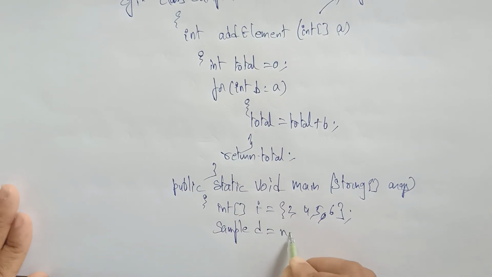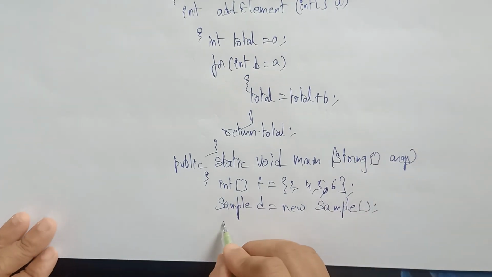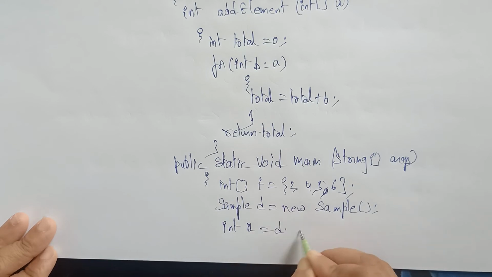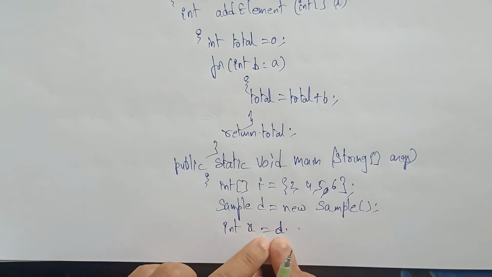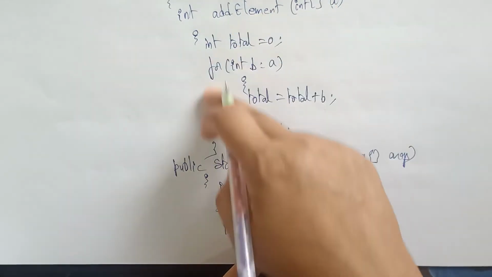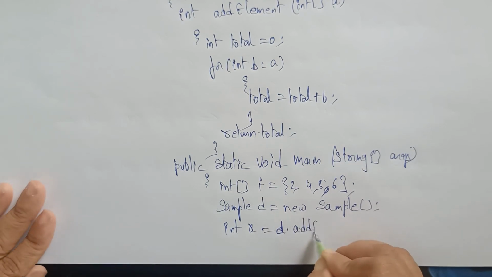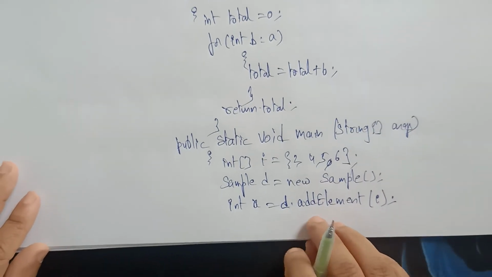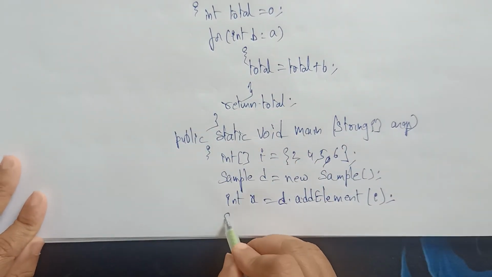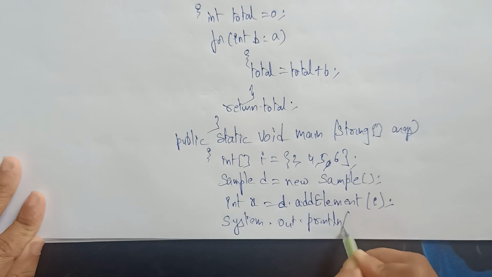Sample d is equal to new Sample. I'm creating an object and I'm calling with an object reference. Int x is equal to d dot, I'm just calling the method with an object reference. D is an object reference, right? Sample is an object, D is an object reference. So with the help of the object reference I am calling, because if I want to use it multiple times, it's better to go with the object reference. D dot, call the instance method, add element, I. Now try to print whatever the value is: System dot out dot println x.